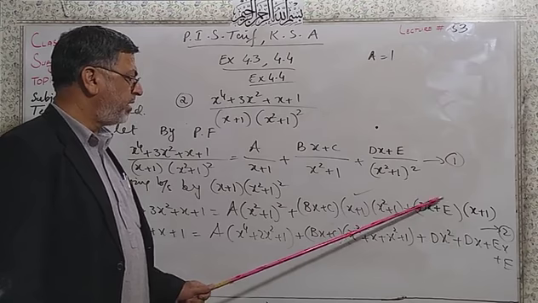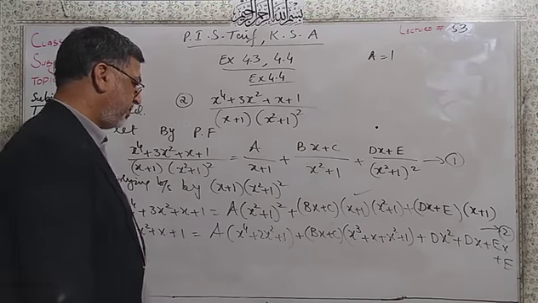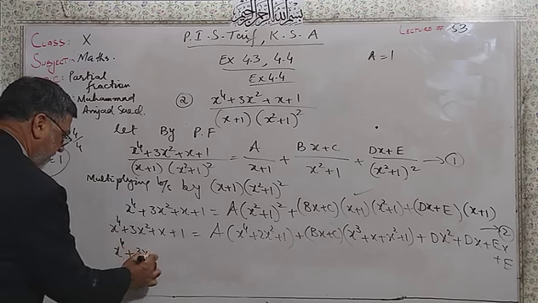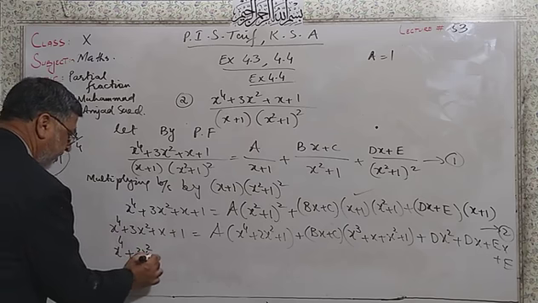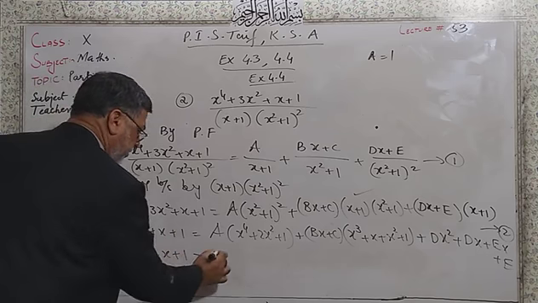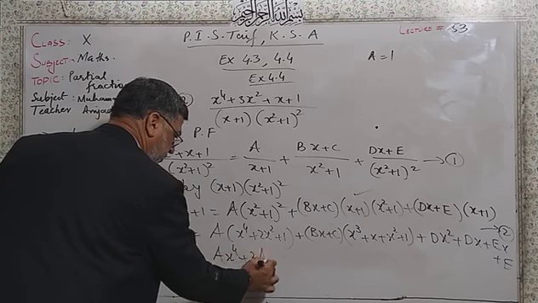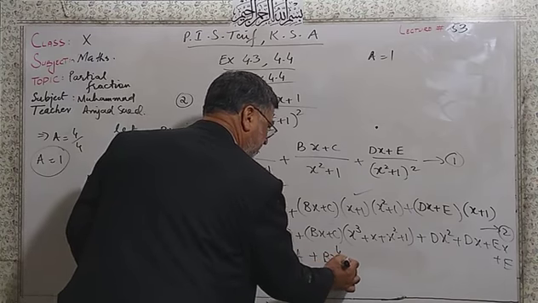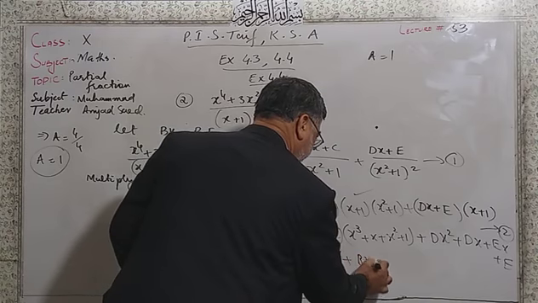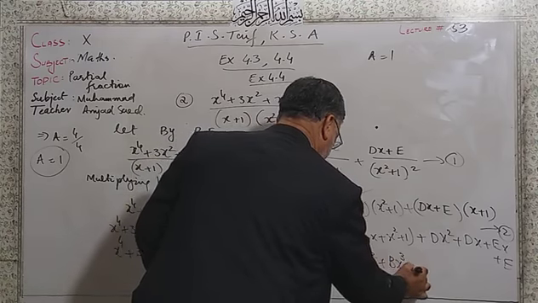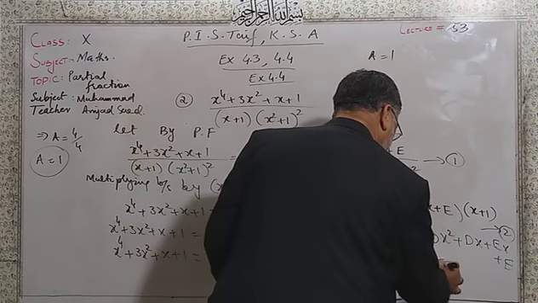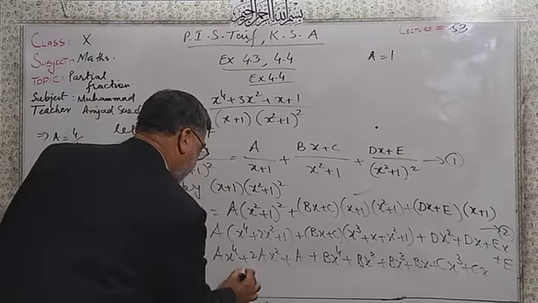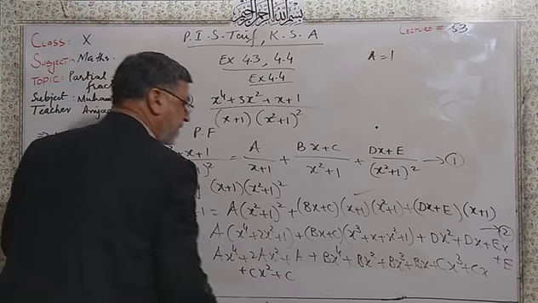Dx square plus dx plus ex plus e. After this, we will multiply x⁴ plus 3x square plus x plus 1 is equal to ax⁴ plus 2ax square plus a plus bx⁴ plus bx square plus bx cube plus bx plus cx cube plus cx plus cx square plus c.